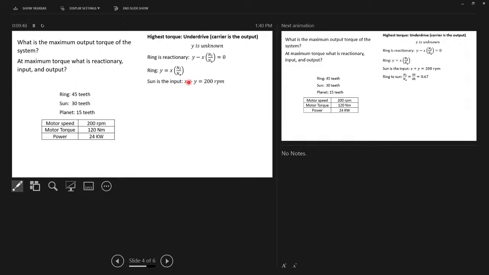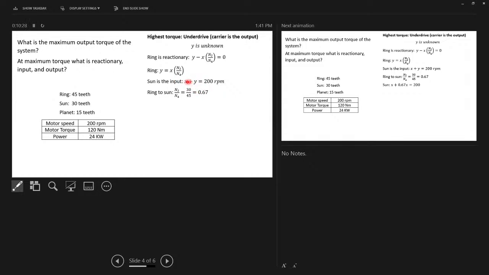So we do need to know what the ratio is between the sun and the ring. The sun is 30, the ring is 45, and that means the ratio is 0.67. So a 2/3 relationship between the two. Now we can take this ratio and plug it into the equation for the ring, where y is equal to x times the ratio of the sun and the ring teeth. And we can plug that back into this equation.